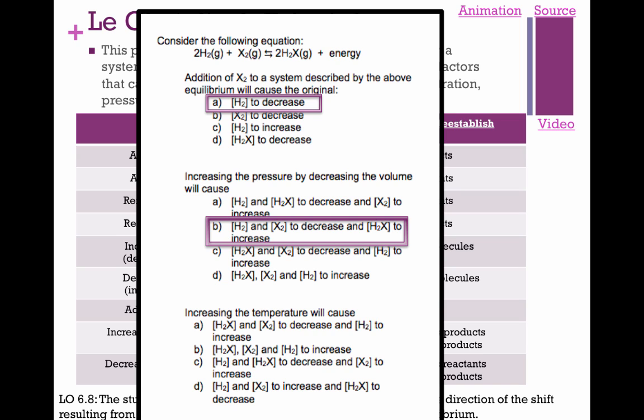And then if we increase the temperature, that's just like us adding more heat, more energy, which is a product. So if we add more product, which way are we going to shift? It's going to shift to the left because we need to use up this excess. And so if we shift to the left, we use up H2X and we make more of the products.